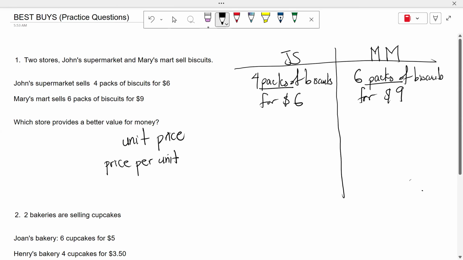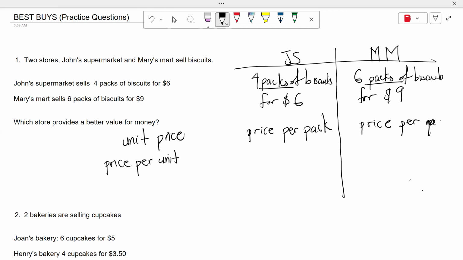So what we're looking for is the price per pack. What is the price per pack? Because the unit that we're going to use here is a pack. The price per pack is simply the price divided by the number of packs.